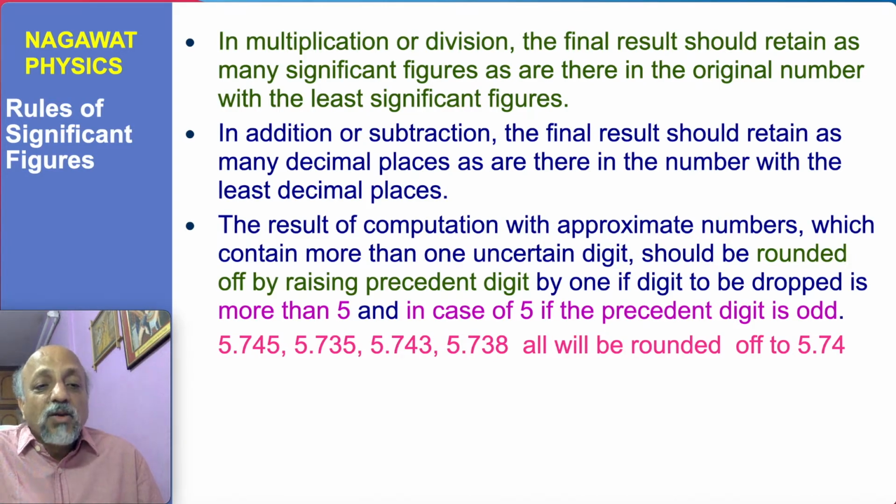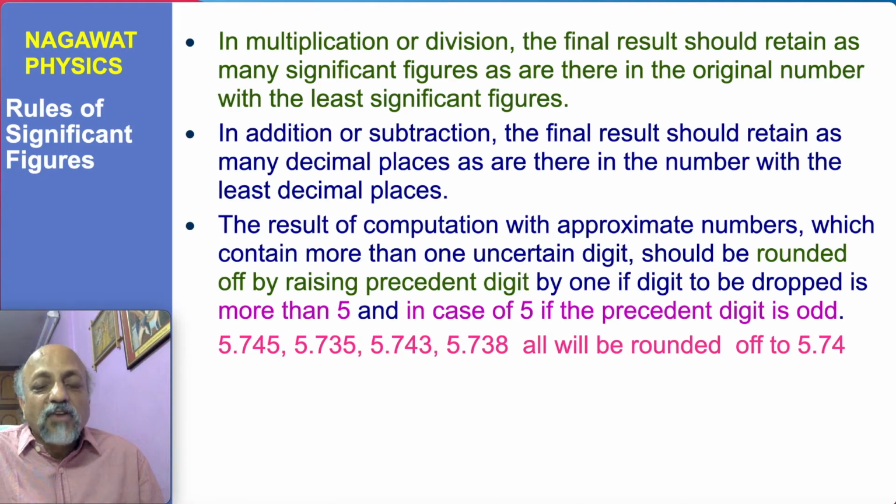In multiplication or division, the final result should retain as many significant figures as there are in the original number with the least significant figures. Suppose you multiply two quantities A and B. A has 2 significant figures and B has 3 significant figures. Then after the multiplication, A times B should be specified up to 2 significant figures only. The numerical value which you calculate manually or by using a calculator can have many digits coming out of the calculation, but only the digits corresponding to 2 significant figures should be taken into account.